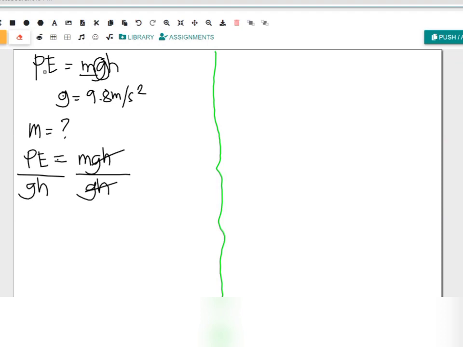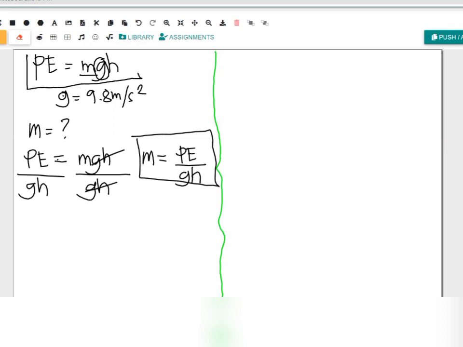So, if you're going to the right, pwede na natin isulat that the formula for M is PE divided by gh, or potential energy divided by the product of acceleration due to gravity and height. So meron na tayong pangalawang formula. Bakit pangalawa? Because this is our first formula.